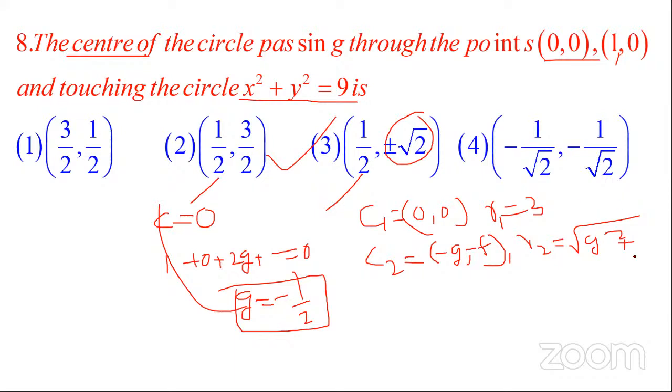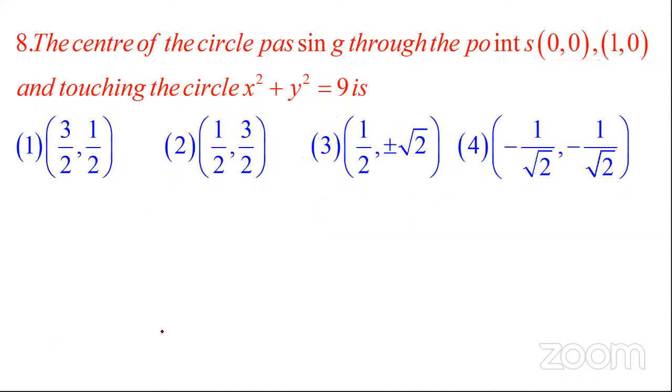That is g square plus 1 by 4. This is 1 by 4. Then you have to solve that one, and you will get the f value as plus or minus root 2. This is the answer. So option 3.